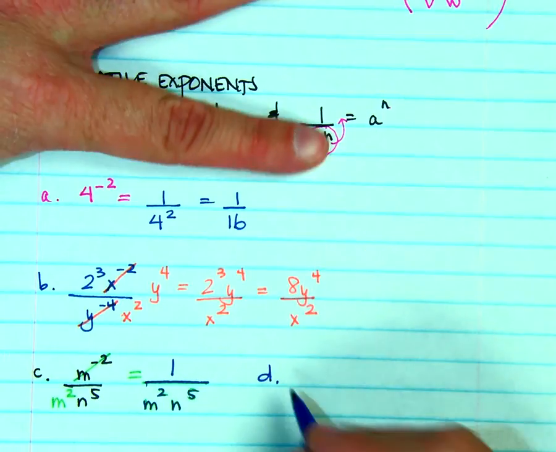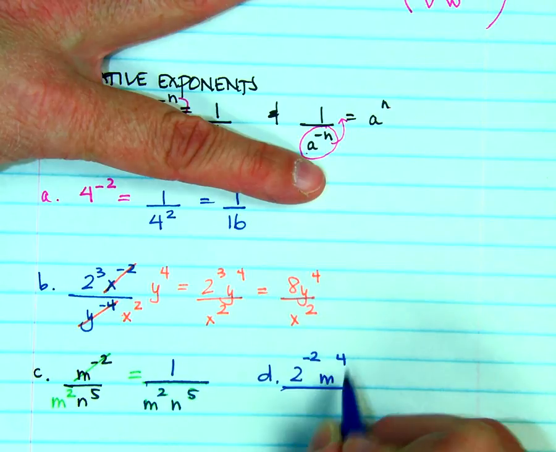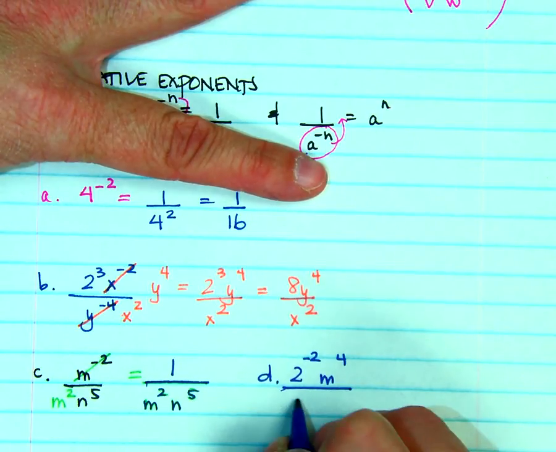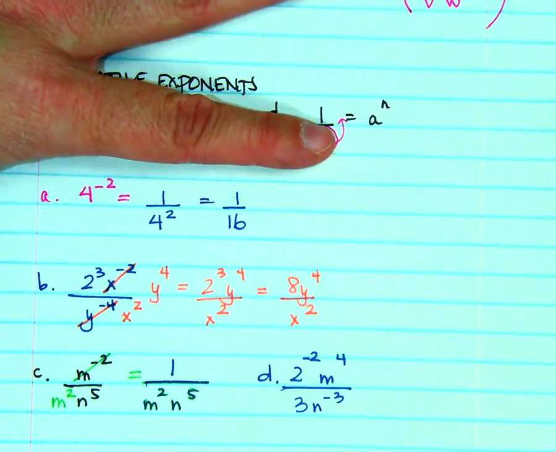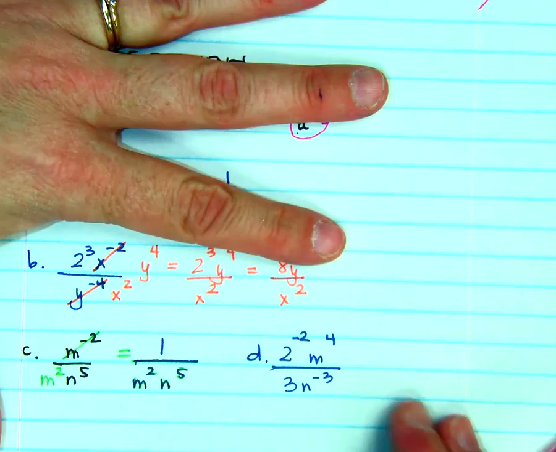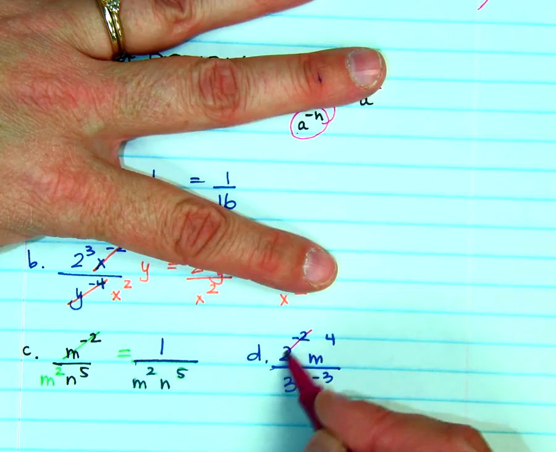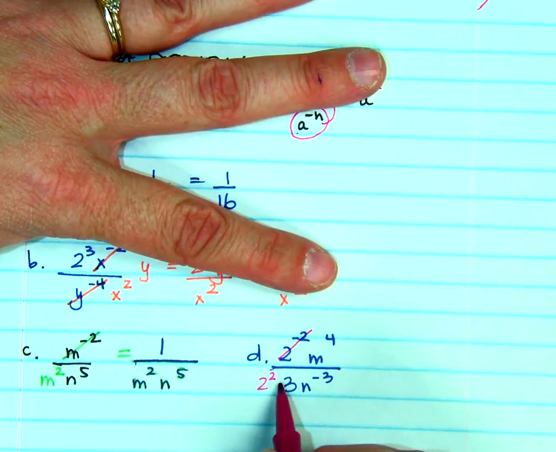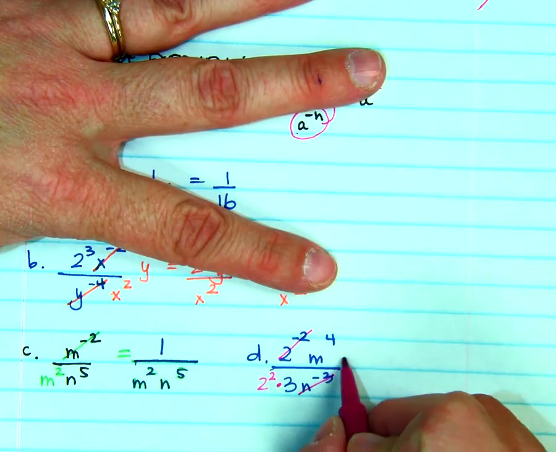Let's do D, 2 to the negative 2, m to the 4th, all over 3, n to the negative 3rd. And if you want, you can pause it now, try it on your own, and then look at my work when you are done. 2 to the negative 2 has a negative exponent. I'm going to move it to the denominator and make it positive. M to the 4th doesn't move, it already has a positive exponent. N to the negative 3, I'm going to move it to the numerator.